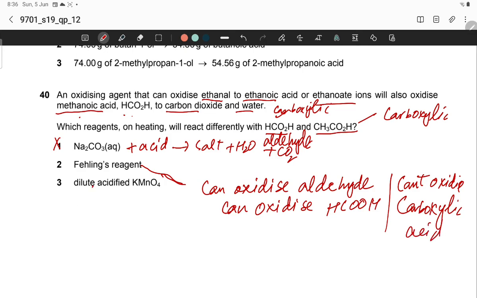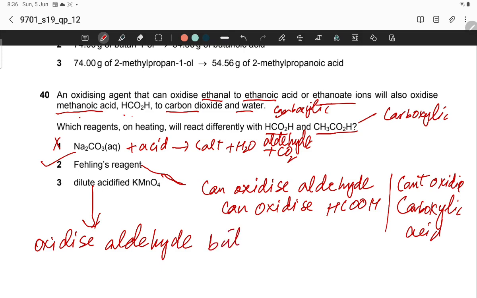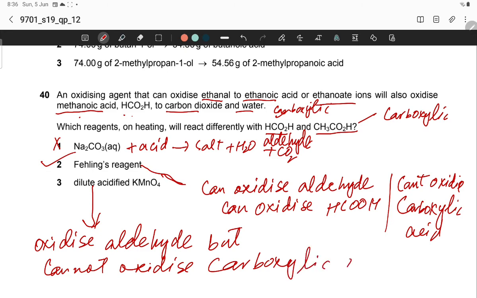Dilute acidified KMnO4 oxidizes aldehyde but cannot oxidize carboxylic acid. So 3 is also correct. So if 2 and 3 are correct, the option is C.